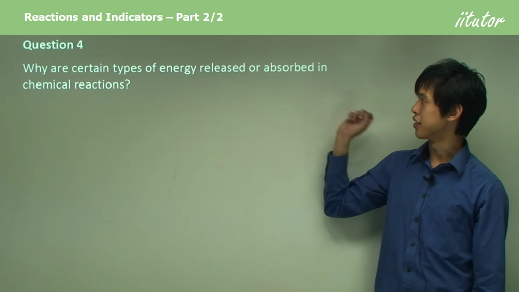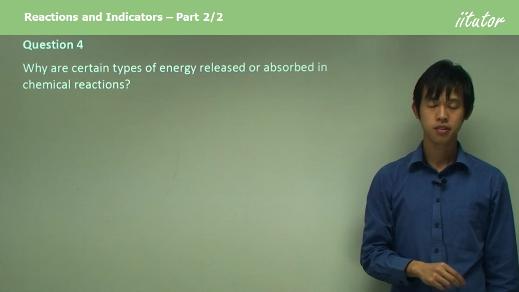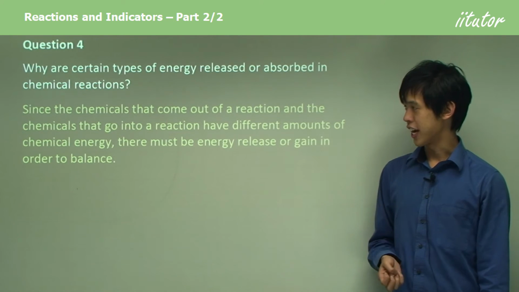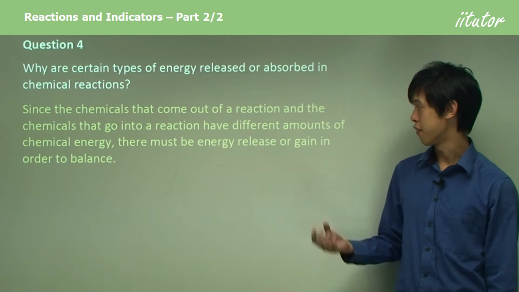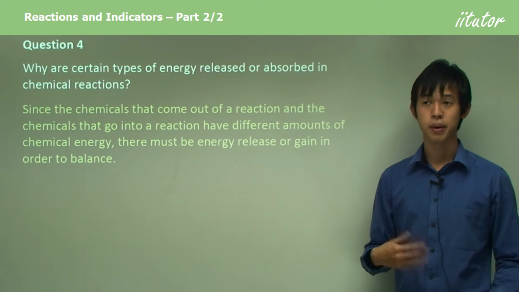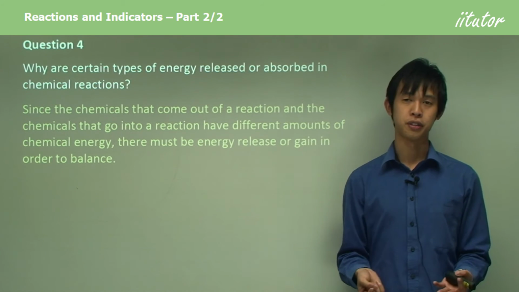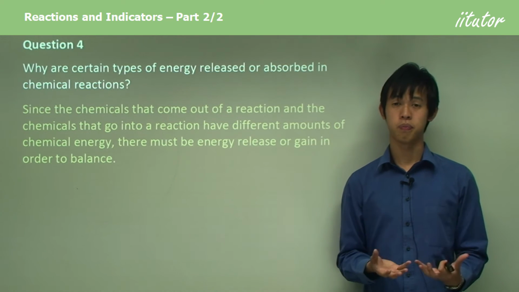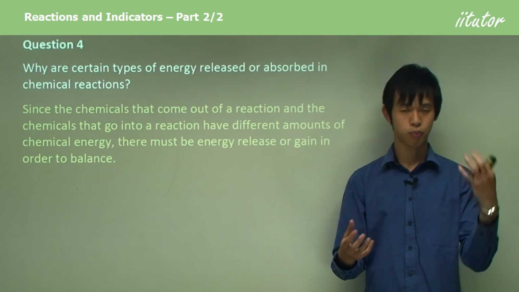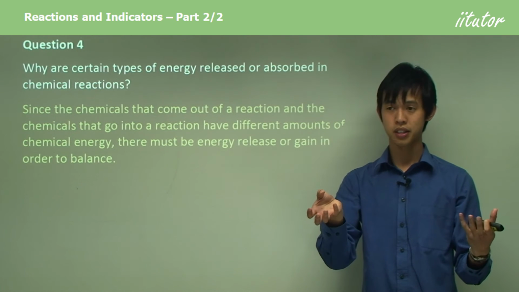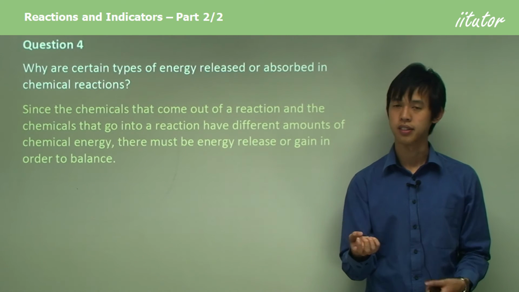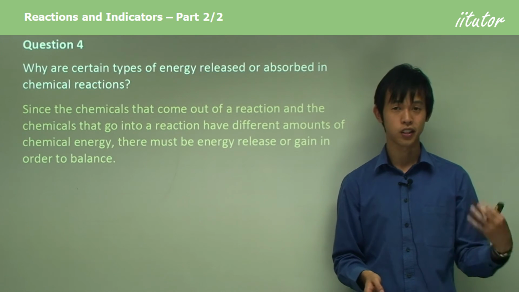So why are certain types of energy released or absorbed in chemical reactions? So why is energy even needed in these reactions in the first place? Since the chemicals that come out of a reaction and the chemicals that go into a reaction have different amounts of chemical energy, there must be energy release or gain in order to balance that energy. So let's just look at petrol. Petrol, obviously we can burn. If we burn it, we get a lot of energy out. And carbon dioxide can't burn. So if we try to burn carbon dioxide, nothing happens. So that means that carbon dioxide must have no chemical energy in it because it can't be used for anything. Whereas petrol must have a lot of chemical energy in it.